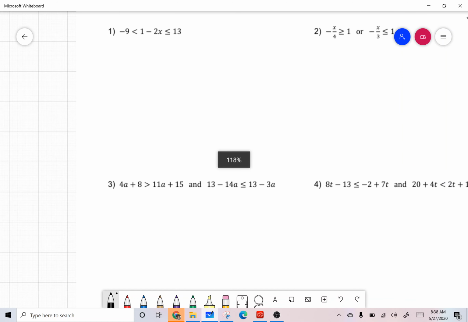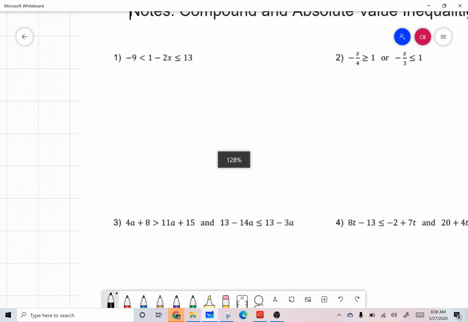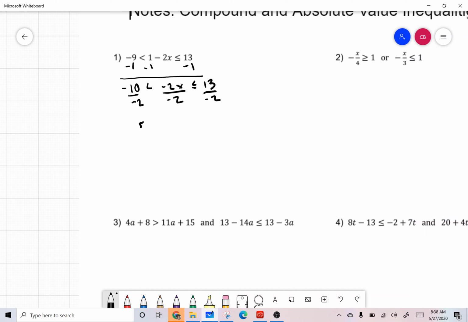So for these ones, we have the following taking place. If you have a compound inequality, then what you do is you try to isolate the variable in the center. So let's do that. We're going to subtract 1 from this to here and to here. Negative 10 is less than negative 2x, less than or equal to 13. We divide by negative 2. We have 5 greater than x, greater than or equal to negative 13 over 2. So notice it switched the signs on both because I divided by a negative.